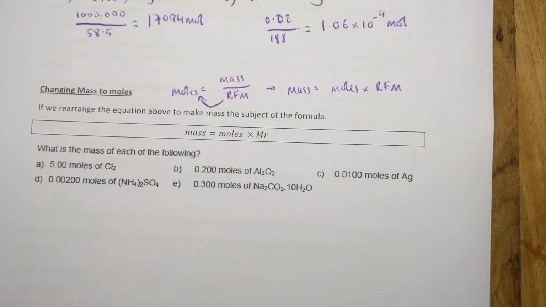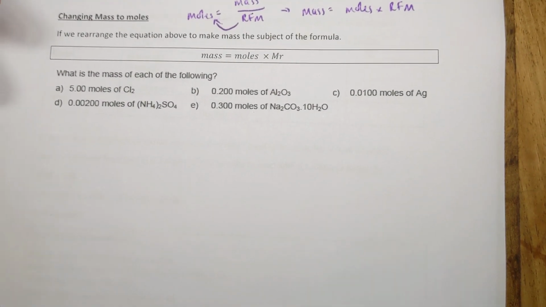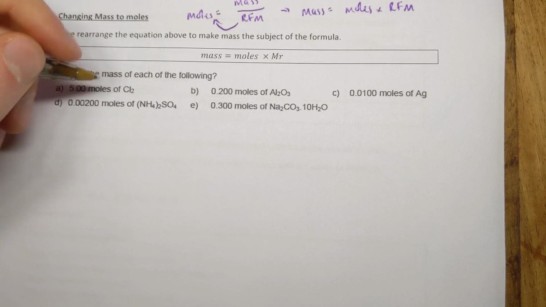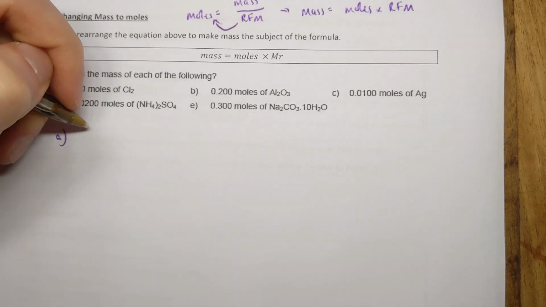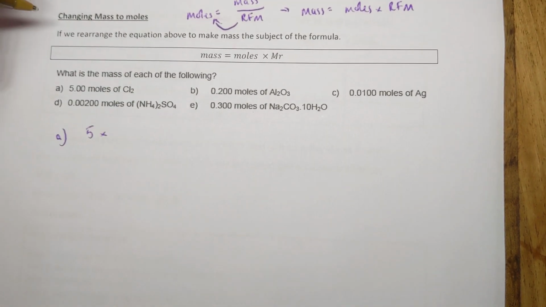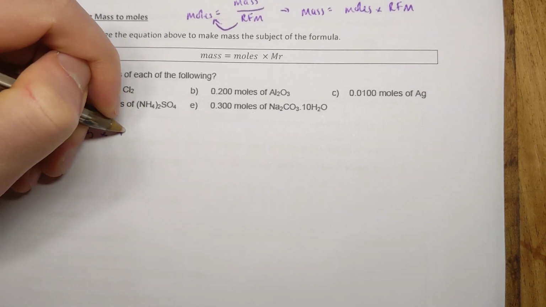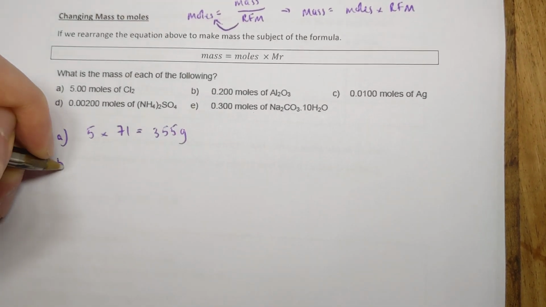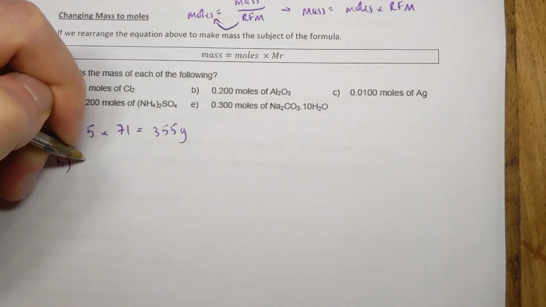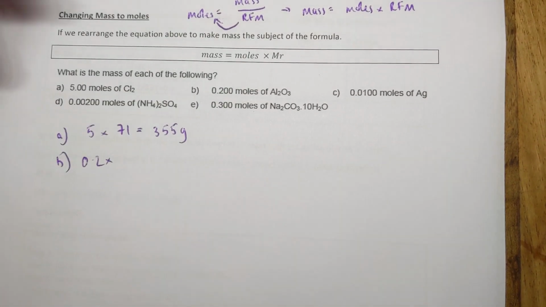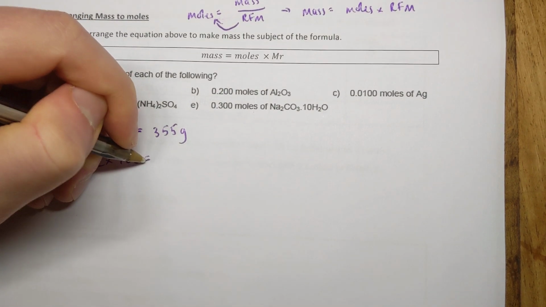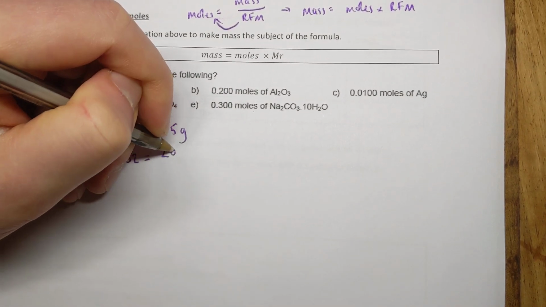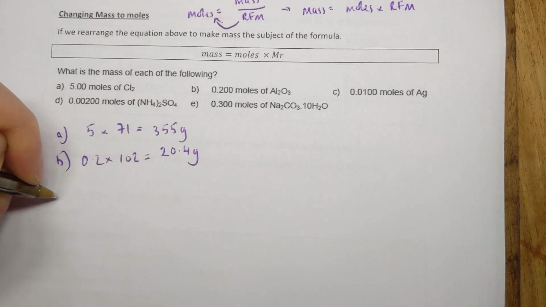So there's 5 more questions here. Let's go through now, turning these moles back into masses. A, moles is 5. RFM of Cl2 is 35.5 twice, which is 71, which gives you 355 grams. B, 0.2 moles. The RFM of Al2O3 ends up being 102, which gives you 20.4 grams.